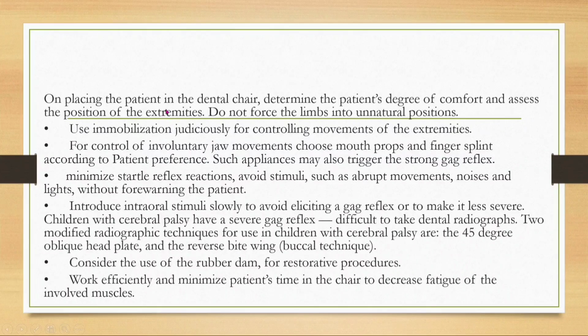On placing the patient in the dental chair, determine the patient's degree of comfort and assess the position of the extremities. Do not force the limbs into unnatural positions. We can use immobilization for controlling movements of the extremities, but it should be done very judiciously. And for control of involuntary jaw movement, we can use mouth props and finger splint.